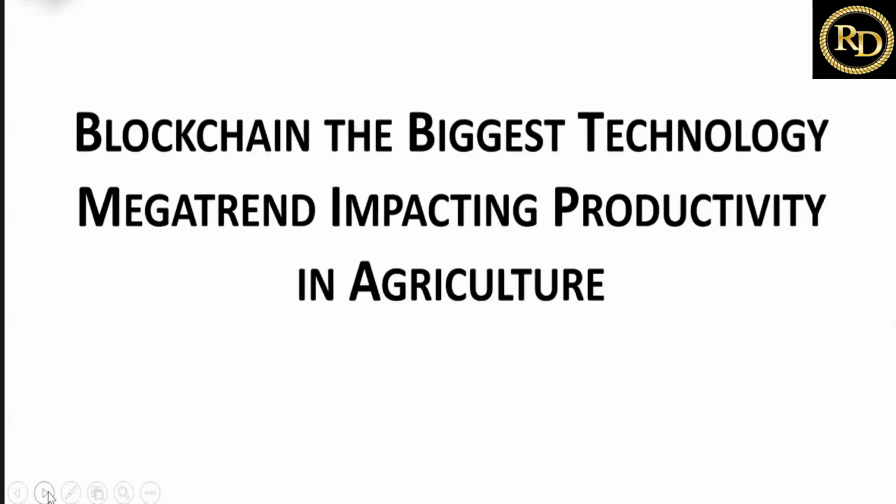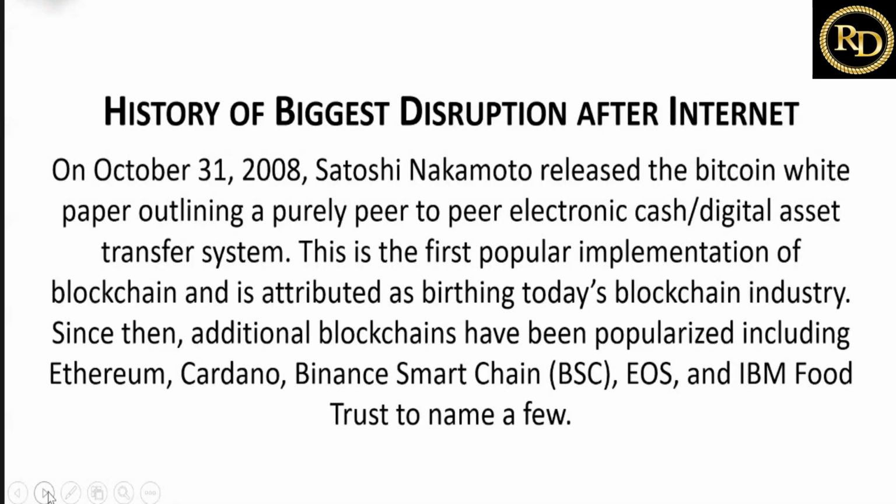Now, as I've left the blockchain, you have to understand that blockchain is the biggest technology megatrend impacting productivity in agriculture. The reason I say that is very simple: blockchain has its own ways and means to improve what has been happening in agriculture. So there is a very good synchronization between the value proposition of blockchain and agriculture.